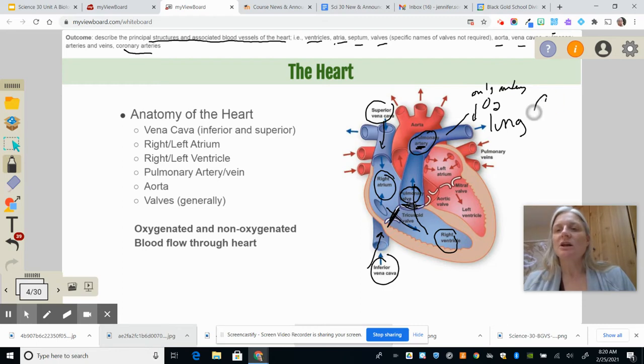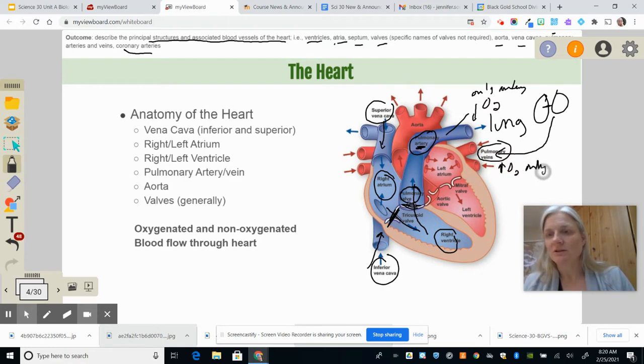All right, so that blood is going to the lungs to get rid of the carbon dioxide and pick up the oxygen, and it's going to come back through the pulmonary veins. Remember, veins are going to the heart. These are the only veins that are high oxygen. Only veins. All other veins are collecting blood from around the body that has low oxygen.